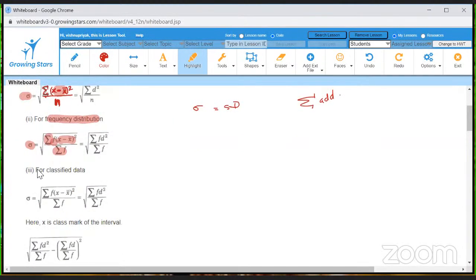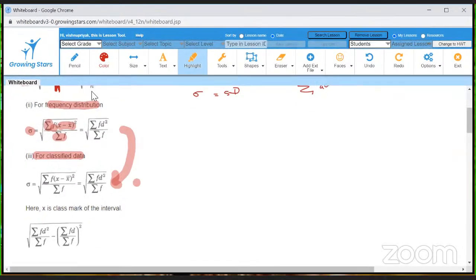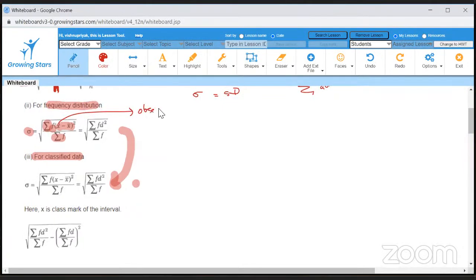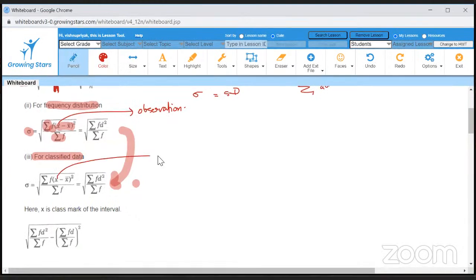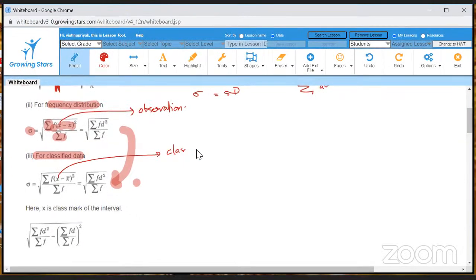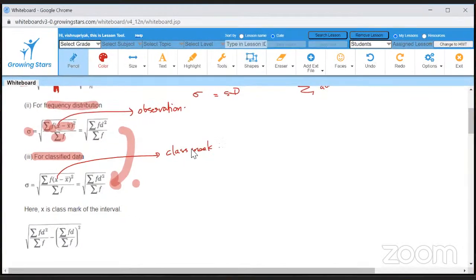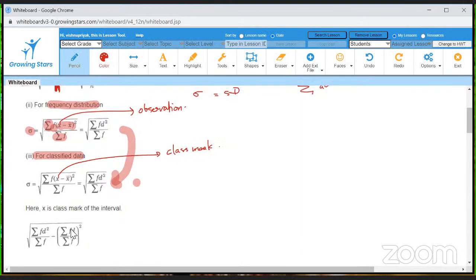But when you have classes in the data, then also you can use the same formula. But here in this, x is directly the observation, whereas here x is the class mark. That is the difference.